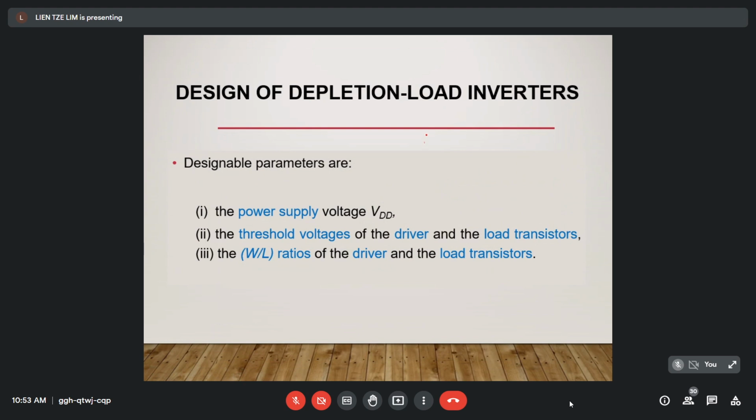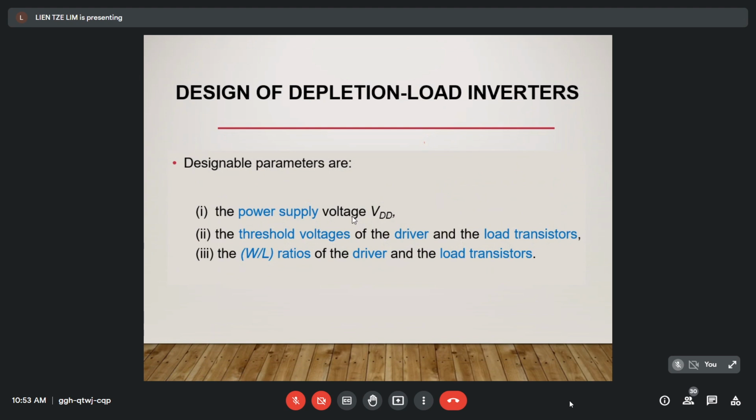Okay, the DC characteristic of the inverter, we can actually change and redesign. How do we design it? We can use these parameters: the voltage supply VDD, the threshold voltages of the driver and the load transistors, and the width over length ratios of the driver and the load transistors. These are the parameters that we can use to design the inverter with a better performance.